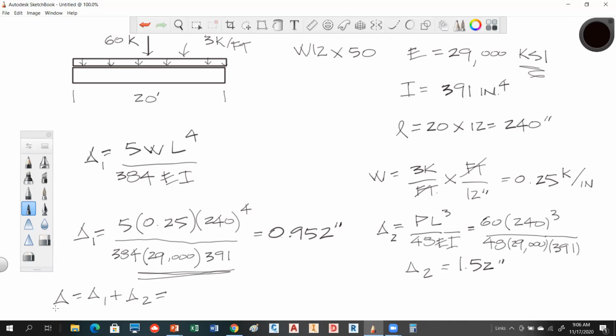So by summing these two guys now, you have 0.952 plus 1.52. That gives us basically 2.47 inches. Okay. So that's beam deflection concepts. And if you think about that in 20 feet, that says that beam's going to deflect almost 2.5 inches. You're going to feel that, right? I mean, that's a lot.